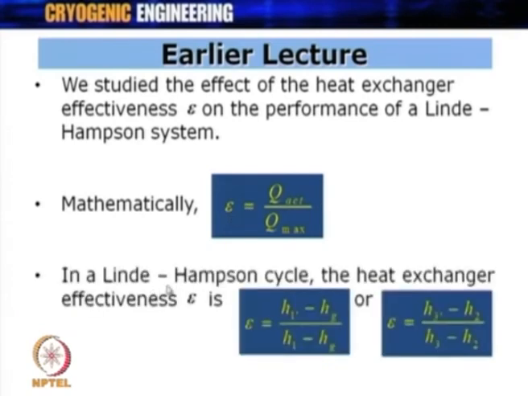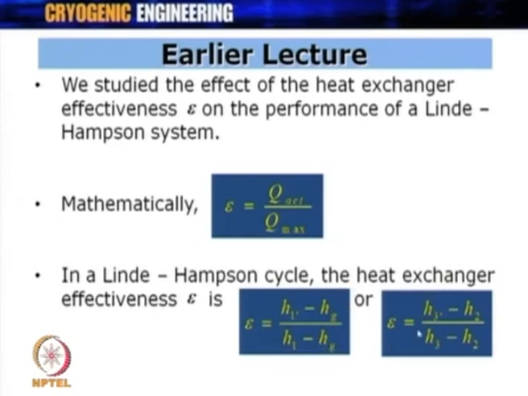We also saw that in a Linde-Hampson cycle, the heat exchanger effectiveness epsilon is (H1' minus Hg) upon (H1 minus Hg), meaning that H1' minus Hg is the enthalpy difference which represents the actual heat transfer that is occurring in the heat exchanger, divided by H1 minus Hg. This is the enthalpy difference between point 1 and g, and this is the ideal or maximum possible heat transfer that can take place when the effectiveness is 100%. This is, we are talking at a lower pressure region, or the suction pressure of the compressor side.